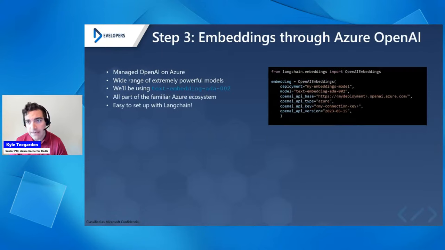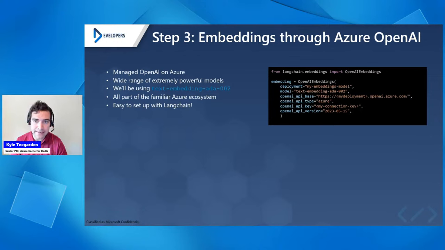All right, the next step is to generate our embeddings. What we're going to do is use the Azure OpenAI service, which is, as it sounds, a managed OpenAI service on Azure. So all the nice models and the power of OpenAI, but on Azure. So you can use all your familiar DevOps tools and run it all on a virtual network, et cetera, et cetera. And there's a bunch of models for OpenAI, and there's more all the time.